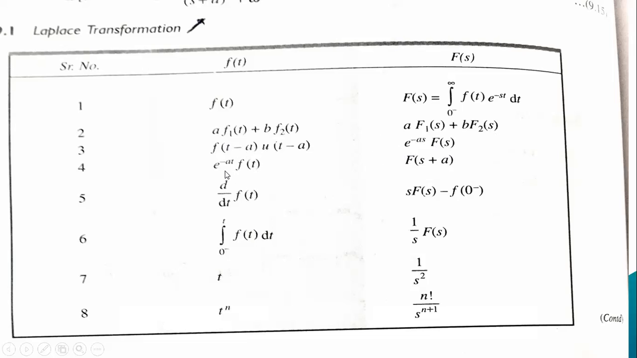Similarly, if you are having e raised to the power minus a t, here capital F will be there instead of small f, and you can write this in the frequency domain as 1 by s plus a. The d by dt of f of t is converted into the frequency domain as s F of s minus f of 0. If you are applying the 0 minus, then 1 by s will be there, converting this frequency domain into the time domain. The integral of f of t dt is nothing but F of s by s.